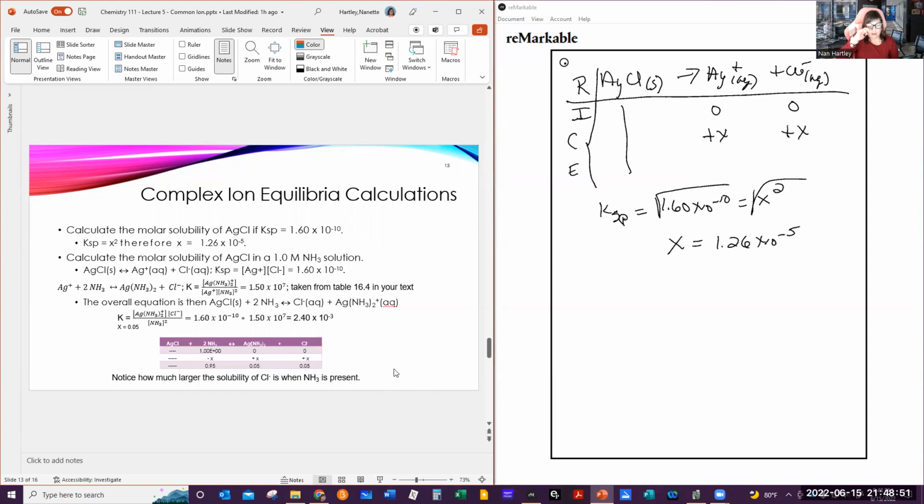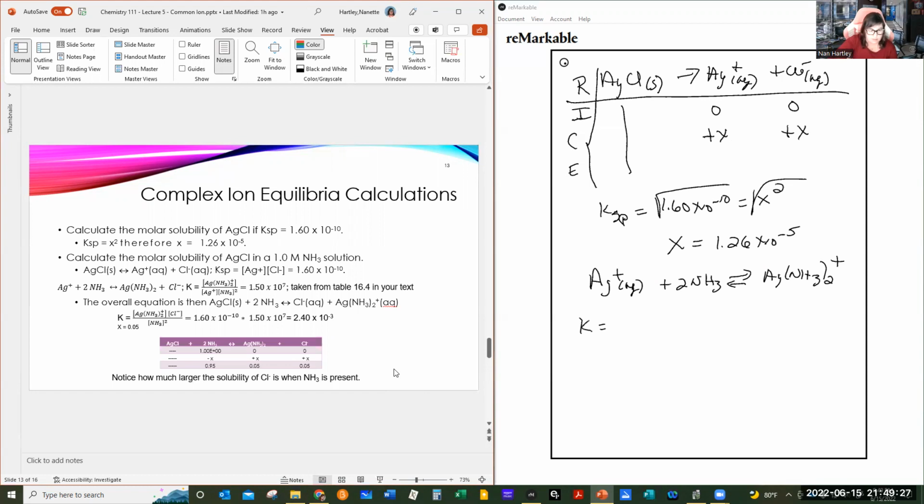Now we want to know what happens. What if I add 1 molar NH3 to this solution? Well, we go through the same process. We have this same reaction here, but then the Ag+, which is aqueous, can react with 2 NH3 to give me Ag(NH3)2+. And that has a K of its own.